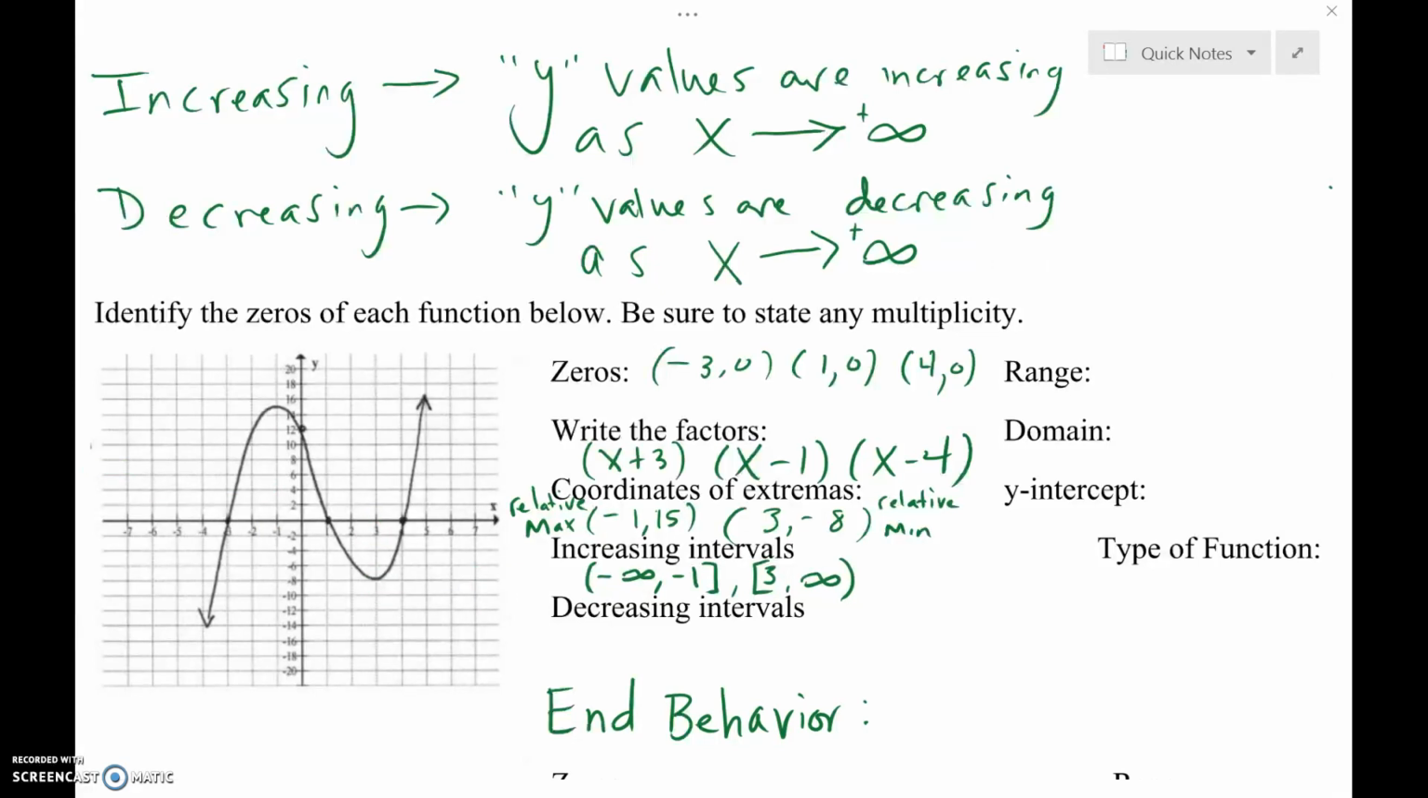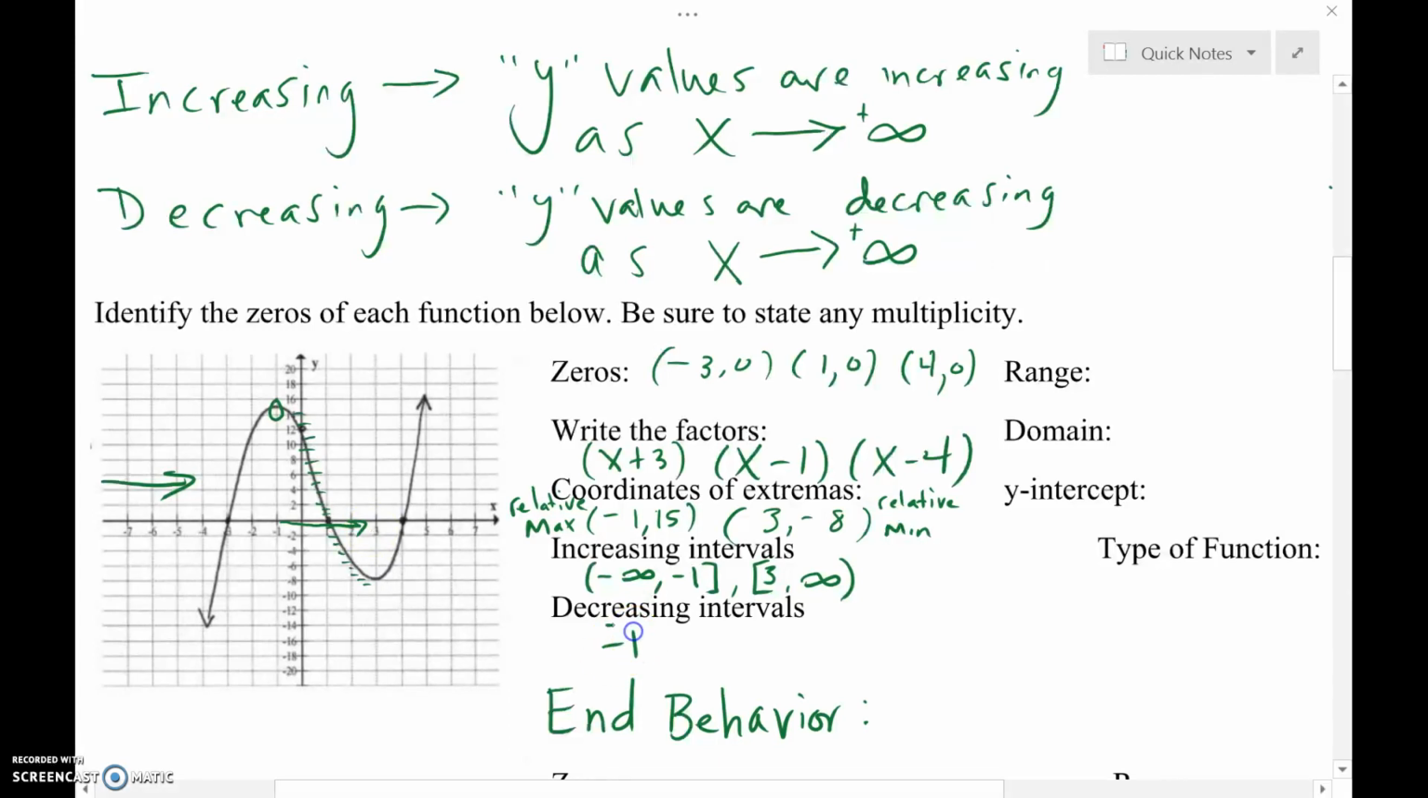Now here comes our decreasing intervals. That's the y values are decreasing or going down as x heads toward positive infinity. So still moving from left to right. So -1 seemed to be where we started to go down. And as I move from -1 this direction, my y values steadily go down, down, down, down until I get to 3. All right, so that is going to be my interval for decreasing or going down.